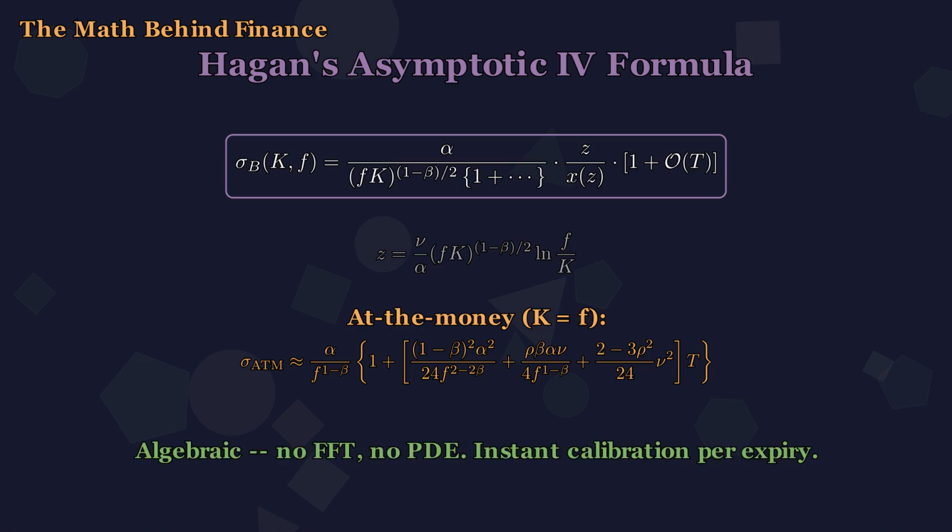The crucial advantage: this is algebra, not numerical integration. No FFT, no PDE solver. A rates desk can recalibrate SABR to an entire swaption cube in milliseconds. That speed is why every interest rate trading desk on the planet uses this formula.